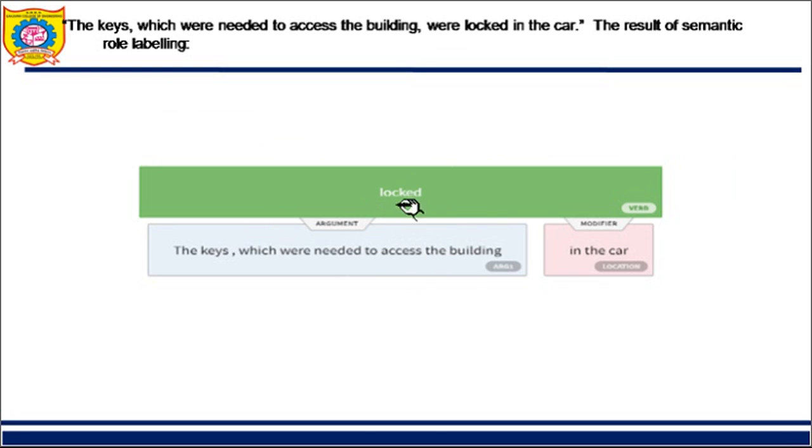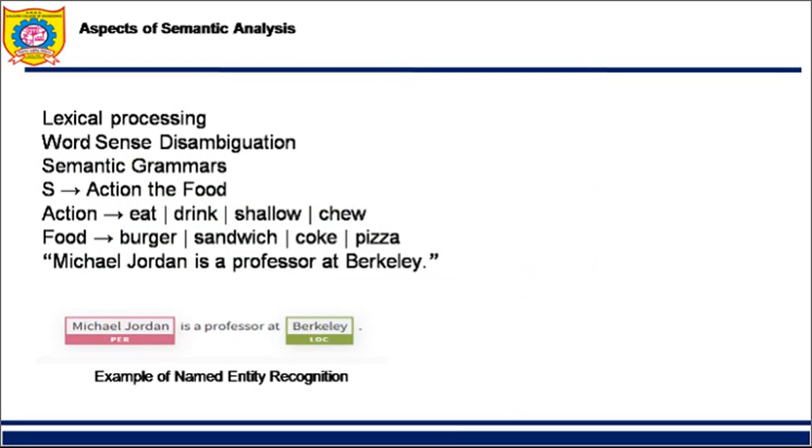Were locked. So locked is nothing but the verb. And in the car is an object, but it is a location, right? Using the word in, it understands that it is a location. So in this fashion it has understood that locked is a verb and in the car is the location. This kind of meanings, semantics, are attached. This is called semantic role labeling.